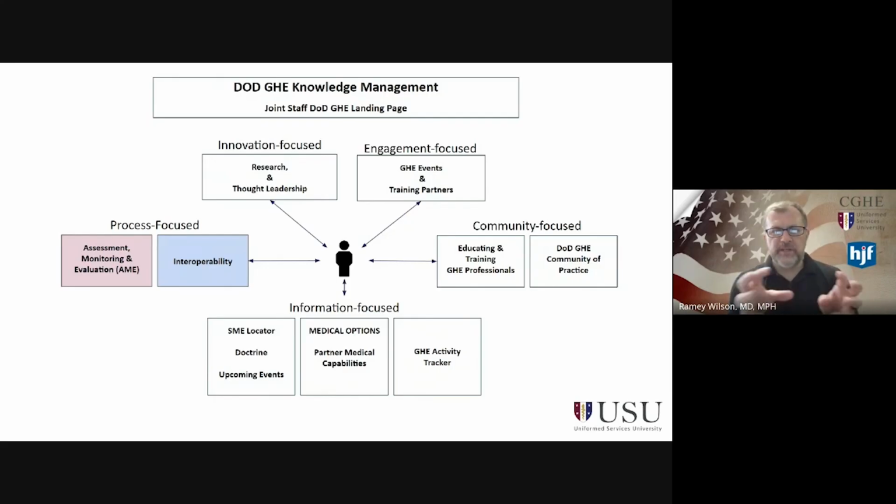And so while each of these has a different focus, there are a lot of cross-cutting principles within all of these. For example, the DoD community of practice is probably going to end up being the pool we draw from when we're looking for a subject matter expert. The locator is going to draw upon the community of practice and its networks to identify available subject matter experts. So there are a lot of cross-cutting principles here, and the idea is that these aren't silos, but they're all working together to support that individual in the middle.